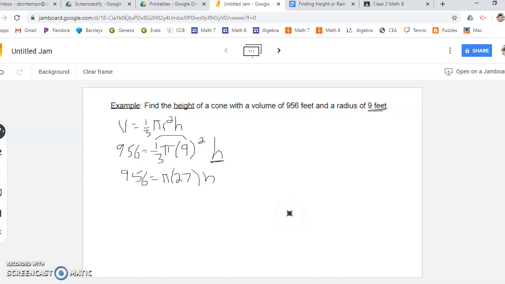So pi times 27 is 3.14 times 27, which is 84.78. So 956 equals 84.78H. Divide both sides by 84.78. And we get the height is equal to 11.2. And it says to round to the nearest hundredth, so this would be 11.28.